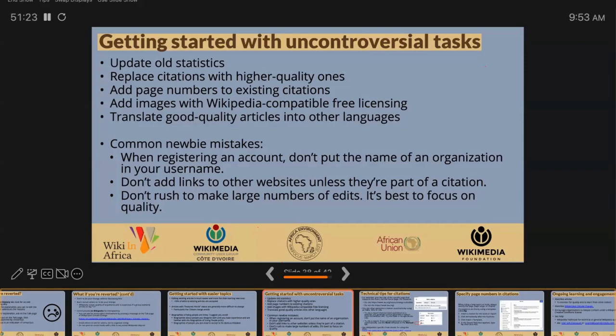A few newbie mistakes I want to talk about. Don't put the name of an organization in your username. On English Wikipedia, that tends to be seen as a flag. We are so picky about usernames when it comes to organizations, it's just not worth the trouble. I would say don't add links to other websites unless they're part of a really high quality citation. We're very sensitive to people trying to promote their website or drive traffic to some place. And don't try to make large numbers of edits. Focus on quality, on really bringing good information to Wikipedia and explaining it in a way that will stick.